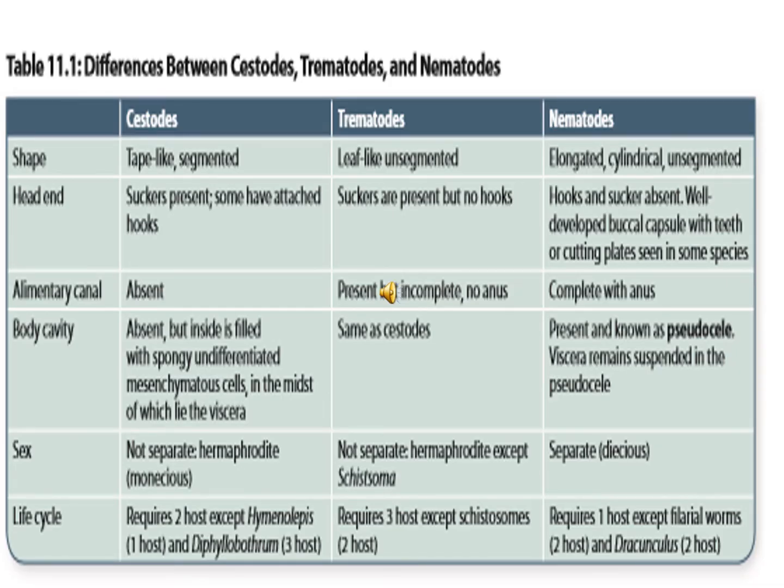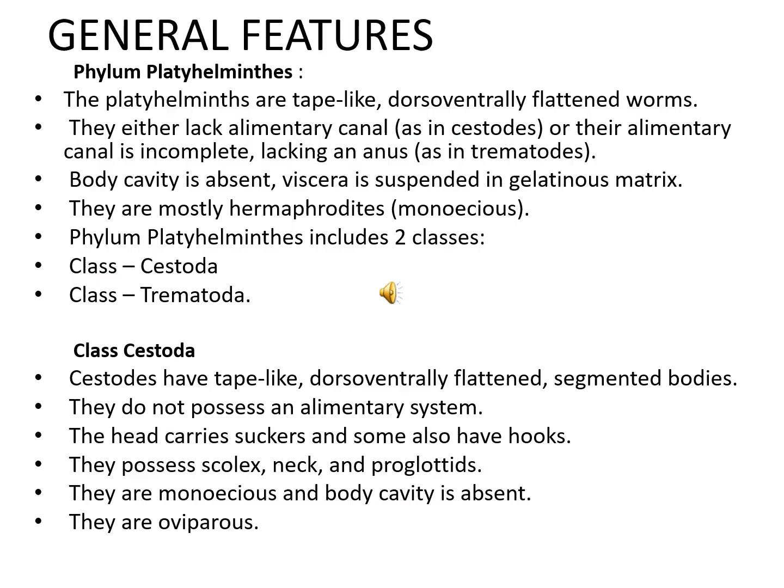So this is a table form which shows the difference between the helminths, cestodes, trematodes and nematodes, and the differentiation is based on features like shape, head of the adult worm, alimentary canal, presence or absence of anus, the body cavity, then the differentiation by the sex in the adult worm and its life cycle. So whether they require a direct host or an indirect host for their life cycle. So this table is enough for the helminths. So these are the features of the helminths.